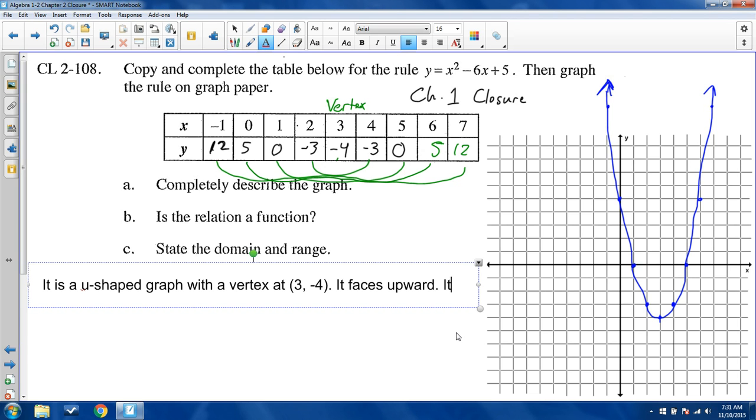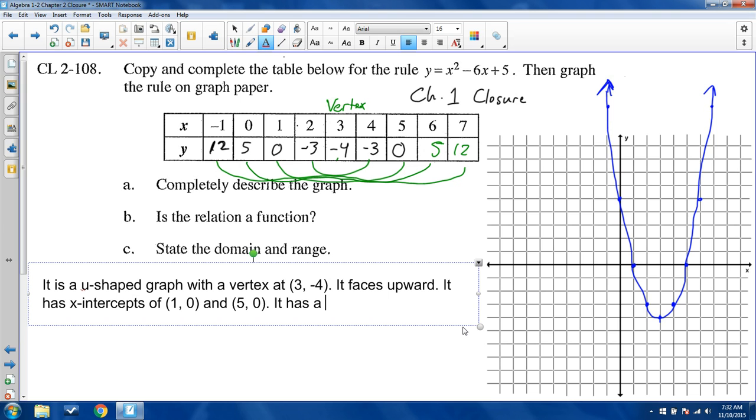It has x-intercepts, meaning the values of x when y equals 0. So, starting to type: x-intercepts of (1, 0). Notice where it's crossing right here, (1, 0), and at (5, 0), the values of x when y equals 0. (1, 0) and (5, 0).